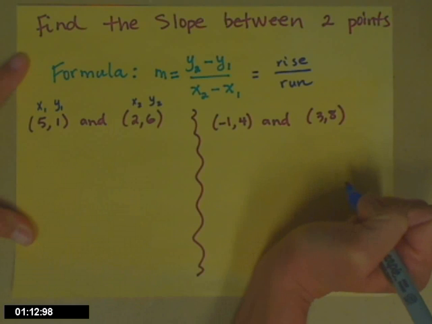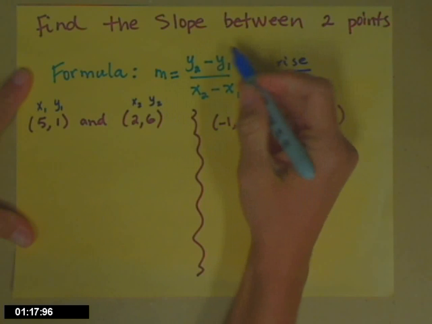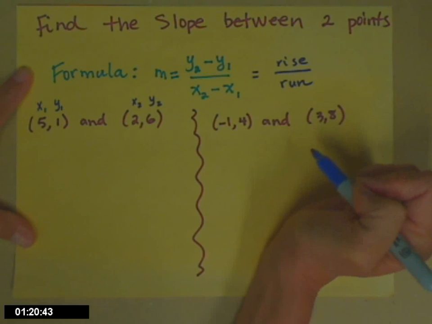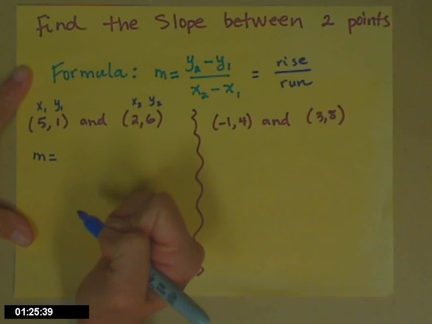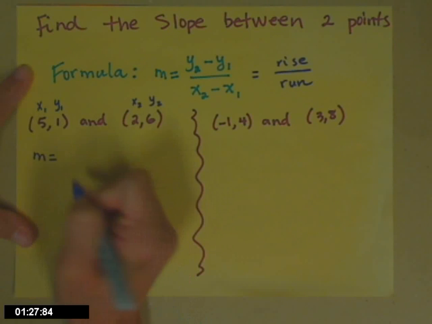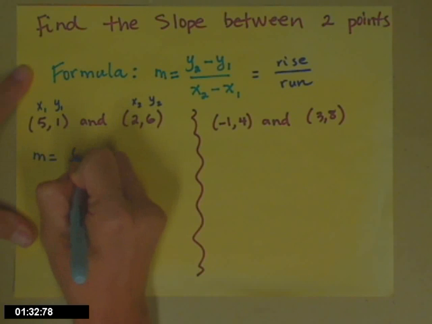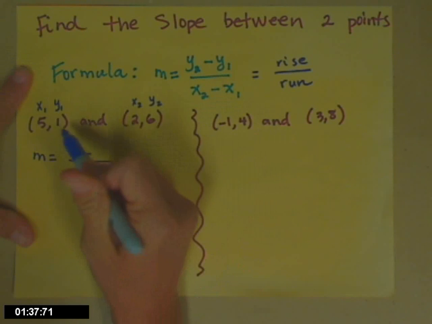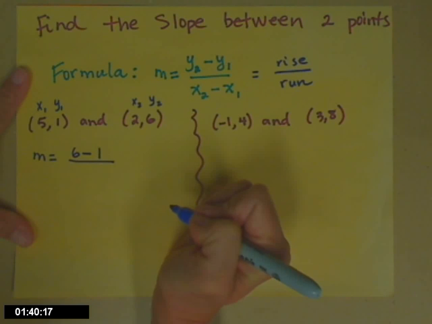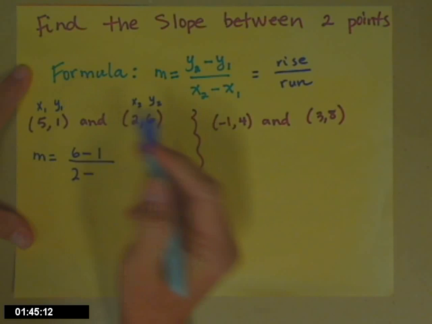So I will write above the points who is playing the role of x1 and who's playing the role of y1, so that I make sure I get everybody in my formula correct. You don't have to do that, but you do have to be careful. So let's take a quick look. M equals y sub 2, well, that's being played by the number 6. The minus sign is in the formula, so go ahead and get your minus down. And now I need y sub 1, being played by the number 1, divided by x sub 2, being played by 2, and minus x sub 1, 5.